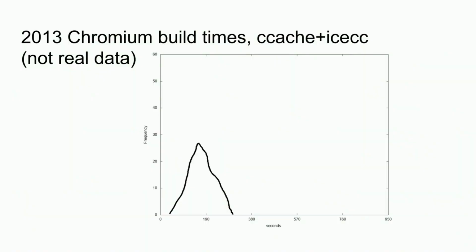So back in 2013, this is kind of what the frequency distribution of our build times looked like. At the low end, we could build in under a minute, but this is a fairly rare occurrence, and up to about 3.5 minutes in the worst case.